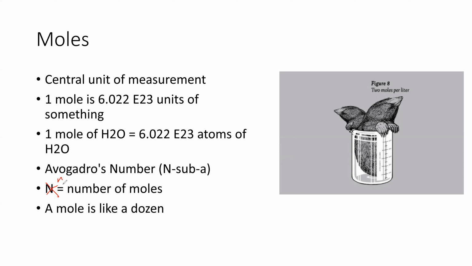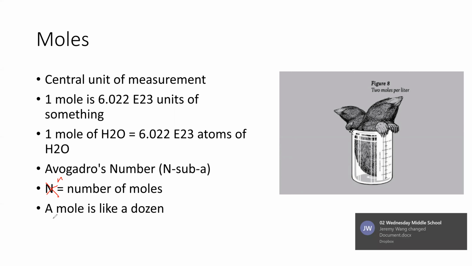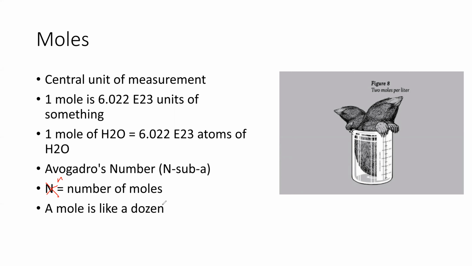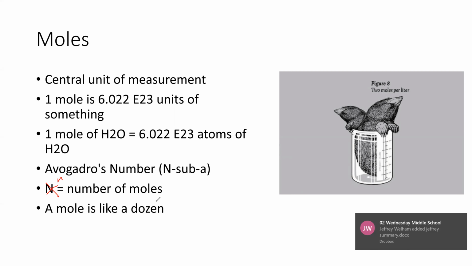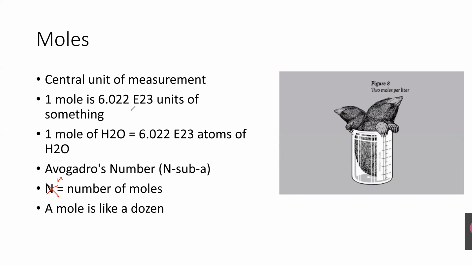A lot of people get confused by the idea of a mole. Remember, the word mole is kind of like the word dozen. Instead of saying I have a dozen eggs, you can say I have a mole of eggs. When I say I have a dozen eggs, that means I have 12 eggs. If I say I have a mole of eggs, that means I have 6.022 times 10 to the 23rd eggs. This is a huge number because atoms are very small, so it has to be a huge number.